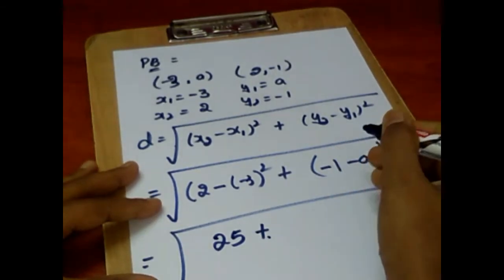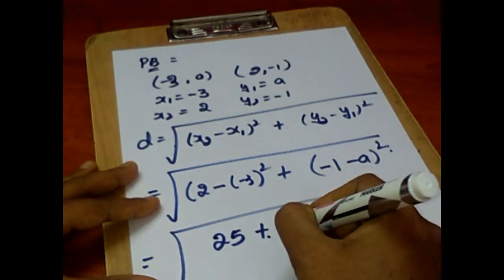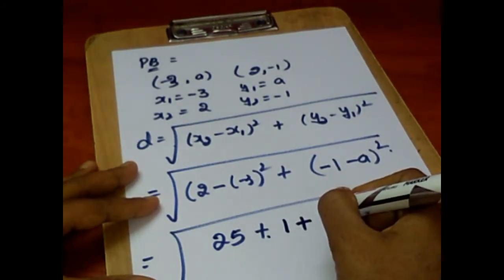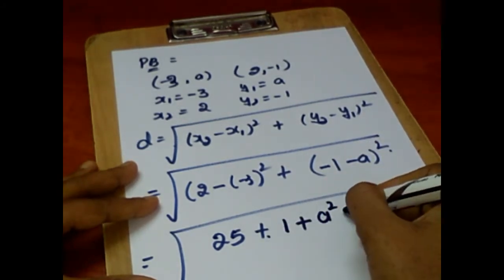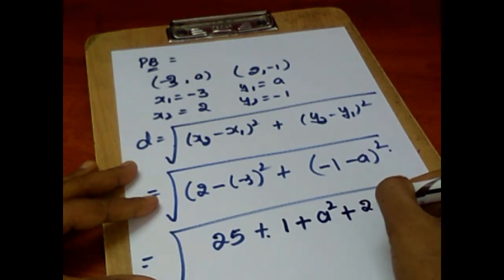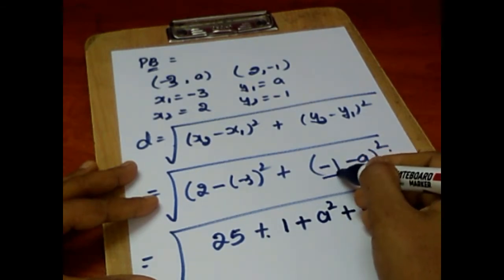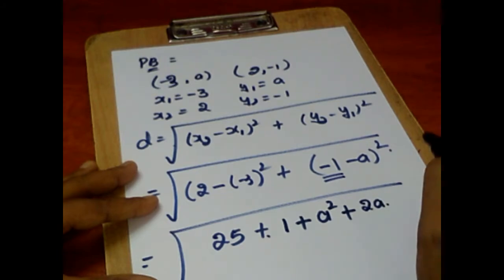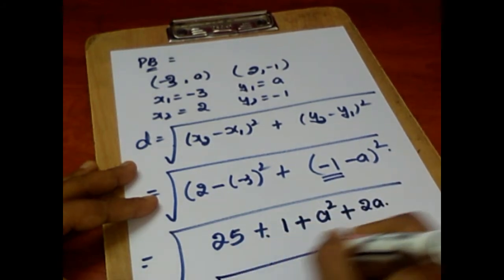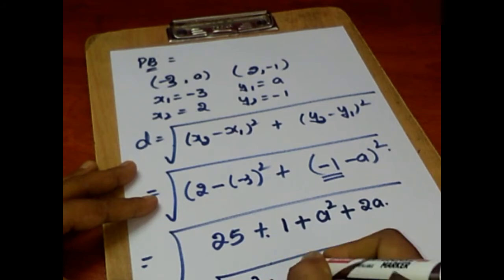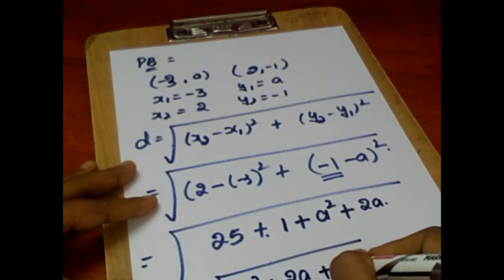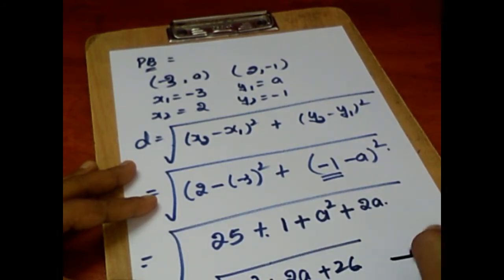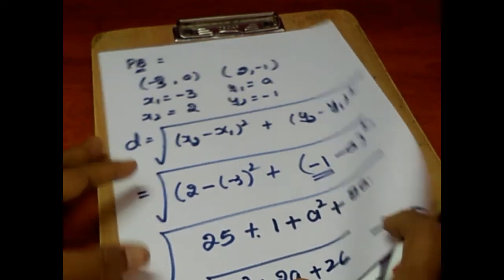Again you need to apply (a minus b) whole square. a square is 1, b square is a square, and minus 2ab is plus 2a, because here this value is minus. So if I calculate 2 into minus 2 into minus 1 into a, it results as plus 2a. Now the final result is a square plus 2a plus 26. Mark this as result number 2.